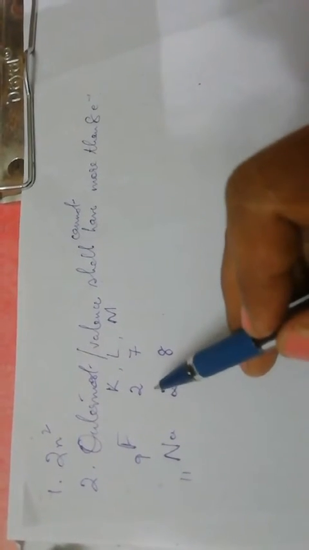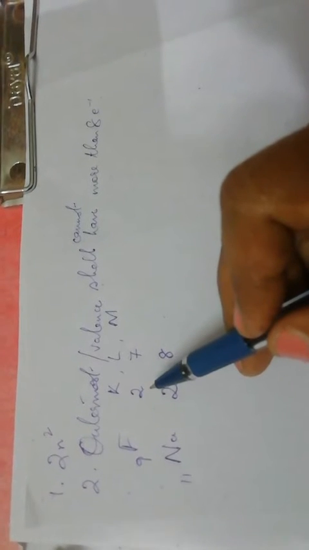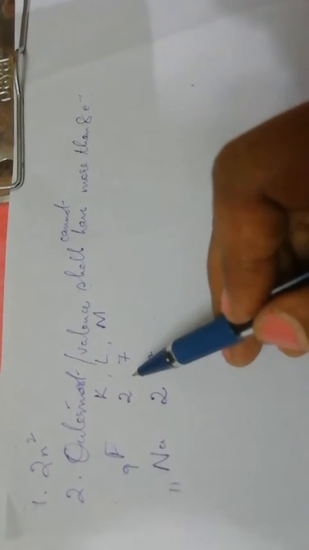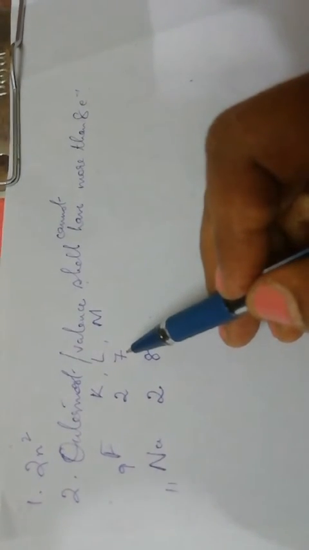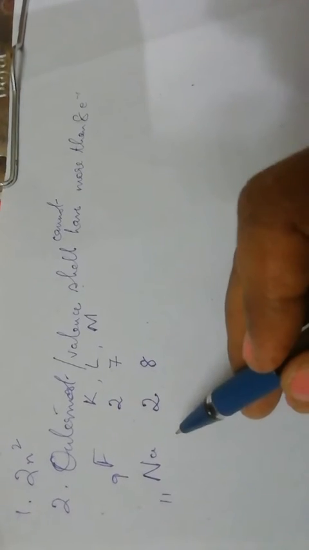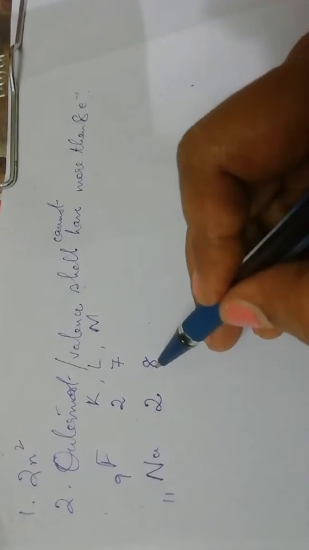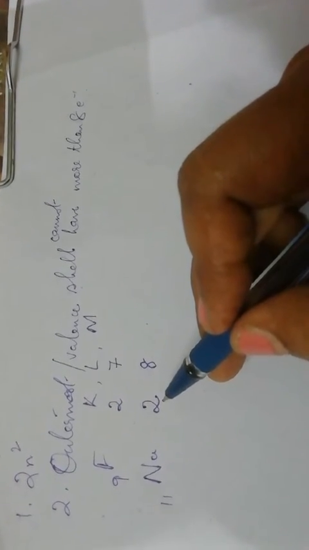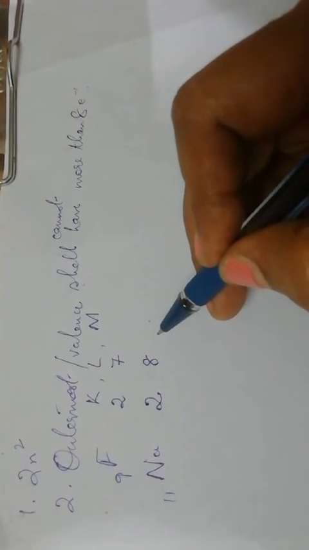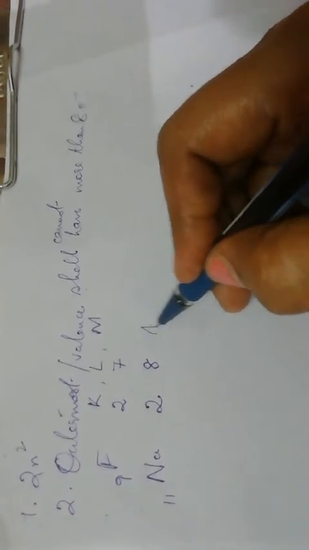Now what is the electronic configuration? The K shell will have 2 electrons because it can accommodate a maximum of 2 electrons, and the remaining 7 get filled in the next L shell. For example, sodium, it contains a total of 11 electrons, so 2 get filled in the K shell, remaining 8 in the L shell. It has still one more electron which goes to the M shell.